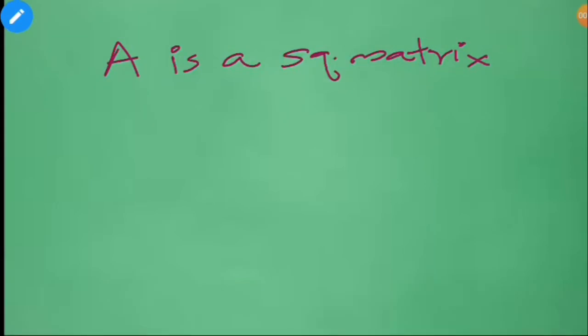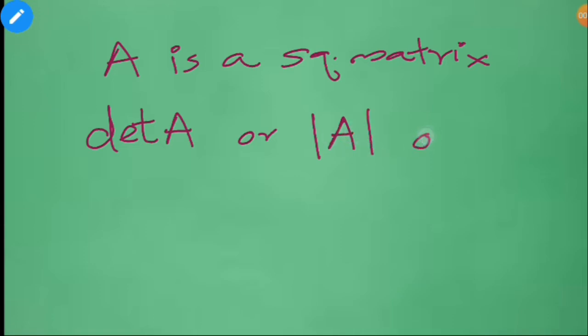If A is a square matrix, then the determinant of A is denoted by det A, or |A|, or delta. These three notations are used to denote the determinant of a square matrix.